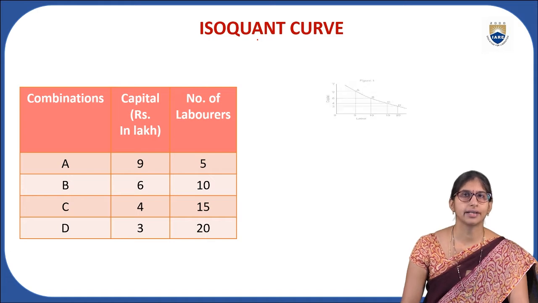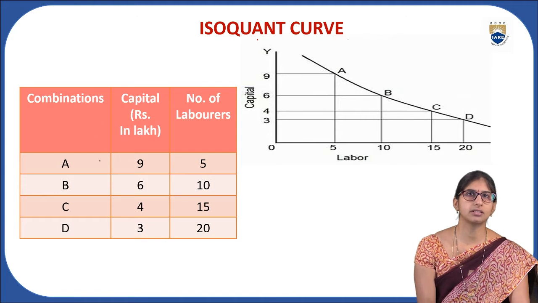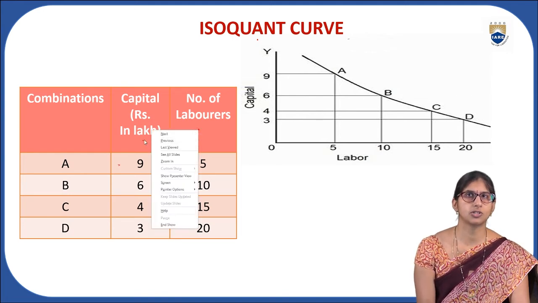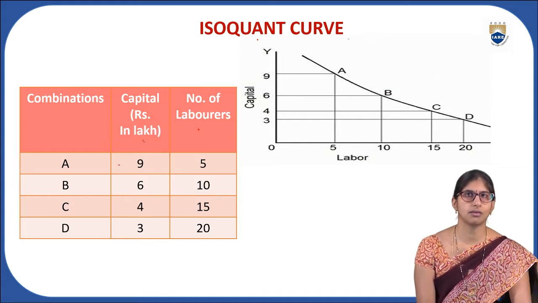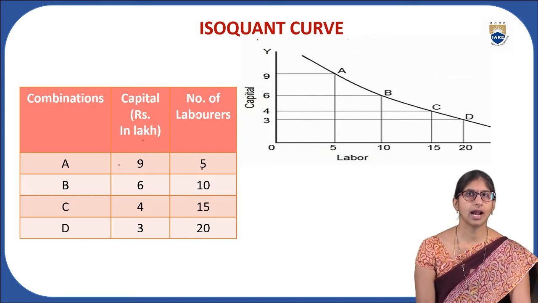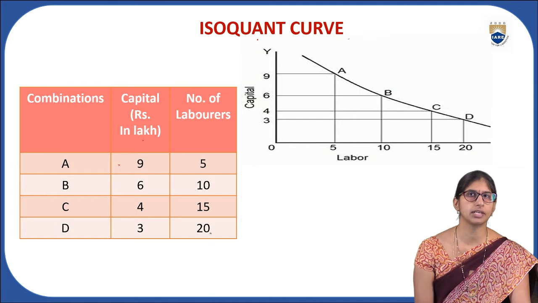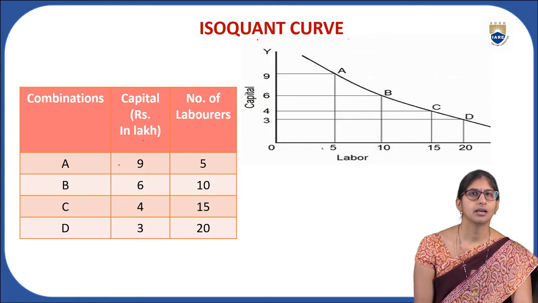Now, with a small example, we can plot the isoquant curve. Here the combinations I have taken are A, B, C, D. We have considered capital and labor as two input factors to study the production function. Capital is in rupees in lakhs and labor is in number of laborers. Capital is 9 lakhs, 6 lakhs, 4 lakhs and 3 lakhs, and labor is 5, 10, 15 and 20 members. Let's see how the curve looks. Labor is on the x-axis and capital on the y-axis, so both axes are input factors for production.